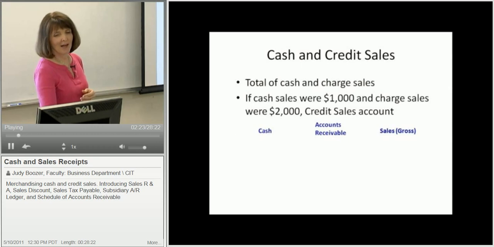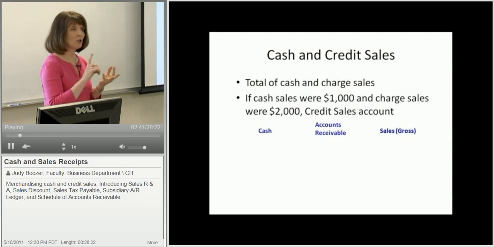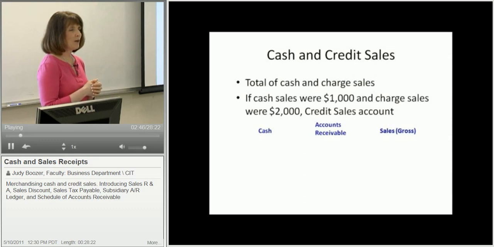So if cash sales were 1,000 and charge sales were 2,000 for the day for this business, tell me what the impact would be. Cash sales 1,000, credit sales 2,000. Anastasia? Okay. There are $3,000 total in sales. Doesn't matter if it's charge or cash, they both fall under the revenue account sales. So sales gets credited for $3,000, correct? What is the debit for that transaction?